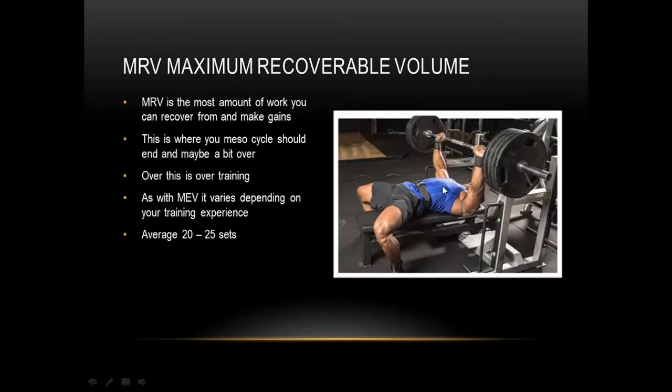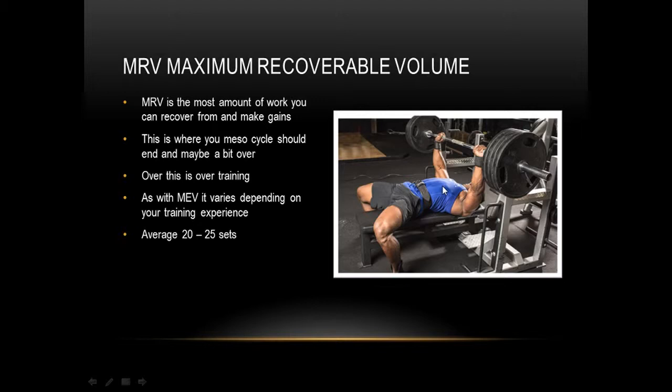But when it comes to someone's smaller back, the MEV is going to be a lot higher. So for untrained individuals, you're going to have a pretty low MEV but a pretty high MRV. So your MRV for the average individual will be somewhere between 20 to 25 sets. So you're going to be starting your mesocycle around 10 sets, and then slowly as you're going through your training week by week, you're going to increase it until you hit 25 sets, or maybe even 20 sets, depending on the muscle group that you are hitting.